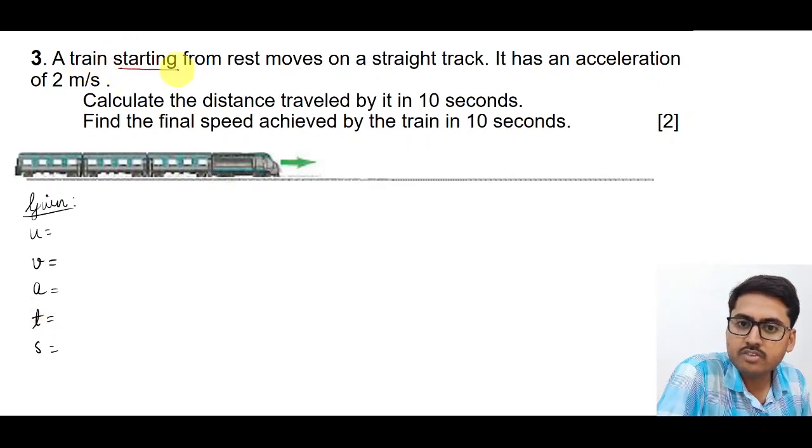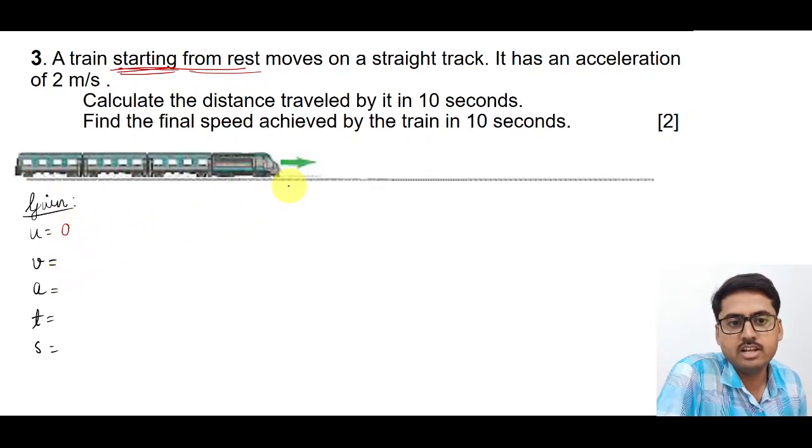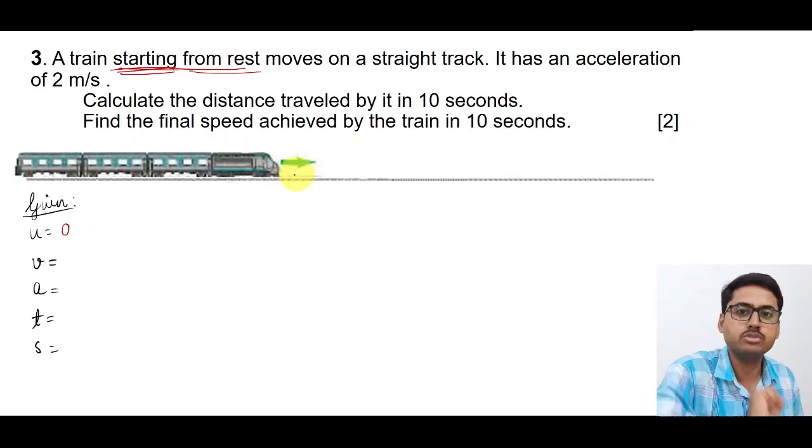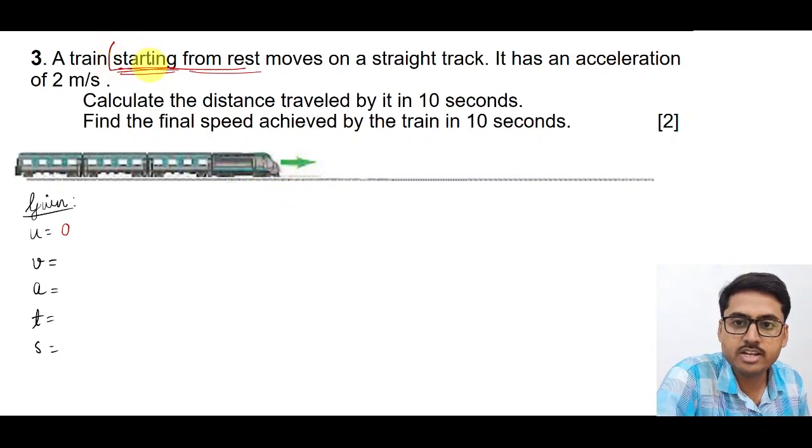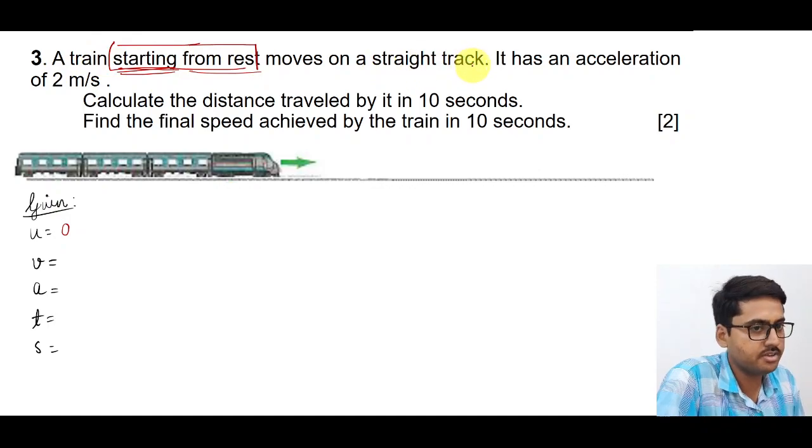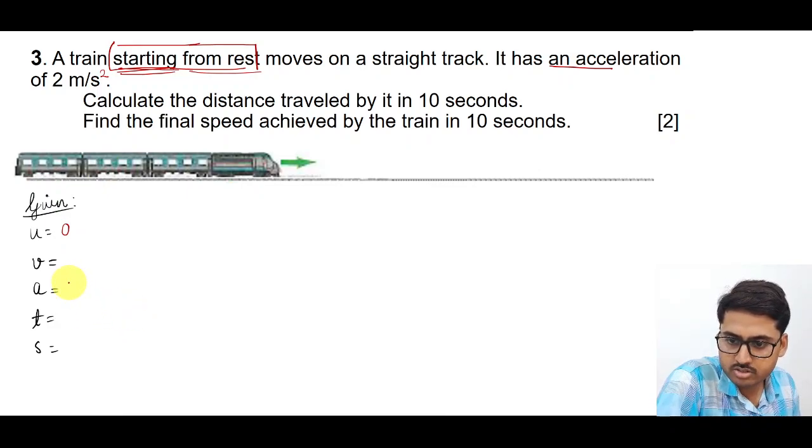A train starting from rest. This is a key word, starting from rest, which means that the initial speed is 0. Sometimes you find that the information will not be given in numbers. So there are certain keywords like this, from where you have to catch that the initial speed is 0. So a train starting from rest moves on a straight track, fine. It has an acceleration of 2 meter per second square. There is a printing mistake over here. So a is 2 meter per second square.